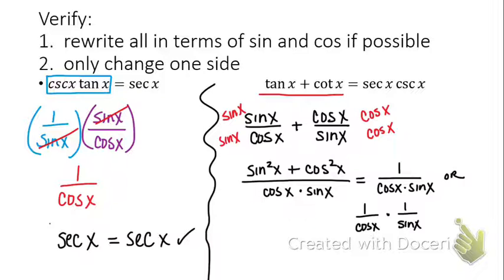Okay, what is 1 over cosine? 1 over cosine is secant. And 1 over sine is cosecant. So we just figured out that if you take this and multiply it by this, we will have secant times cosecant. So we verified that that is actually the case.